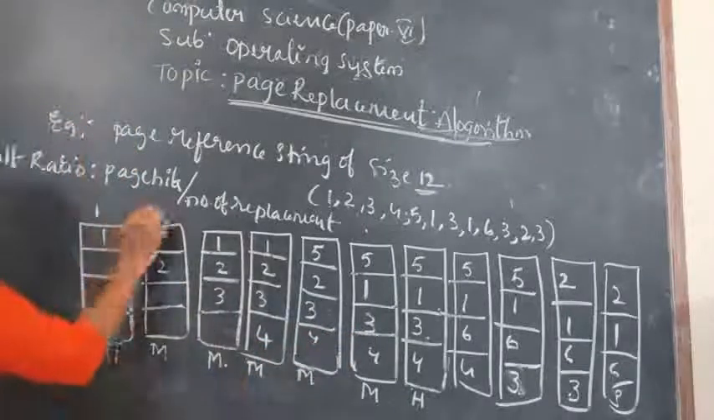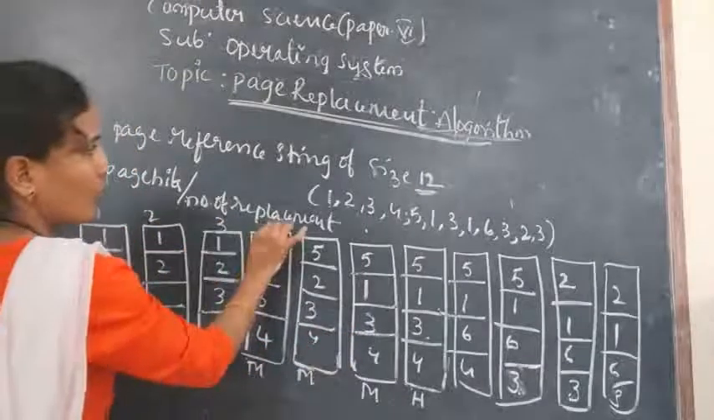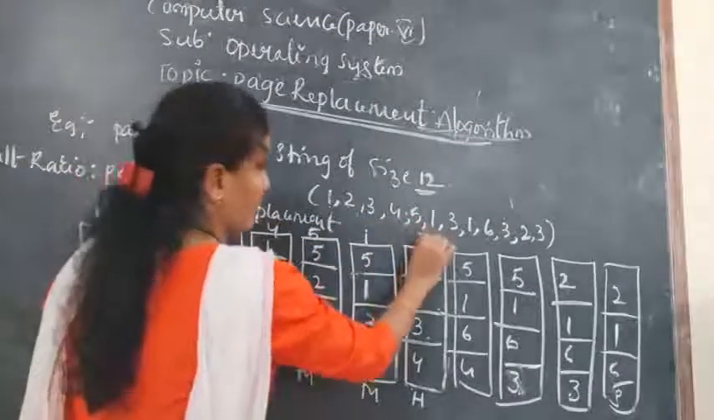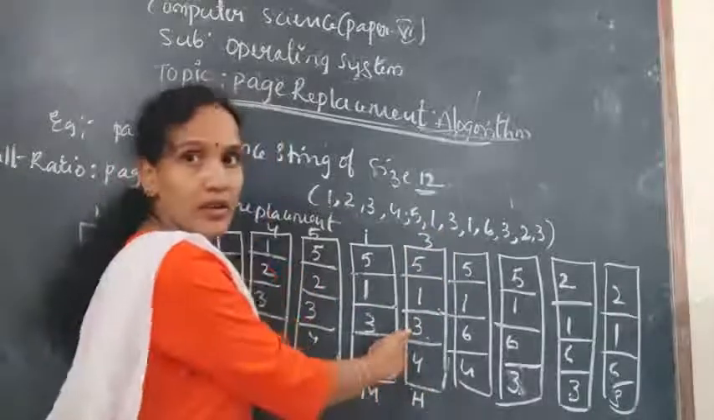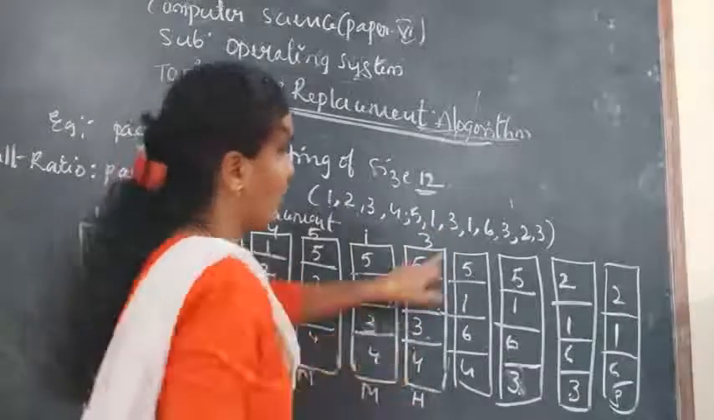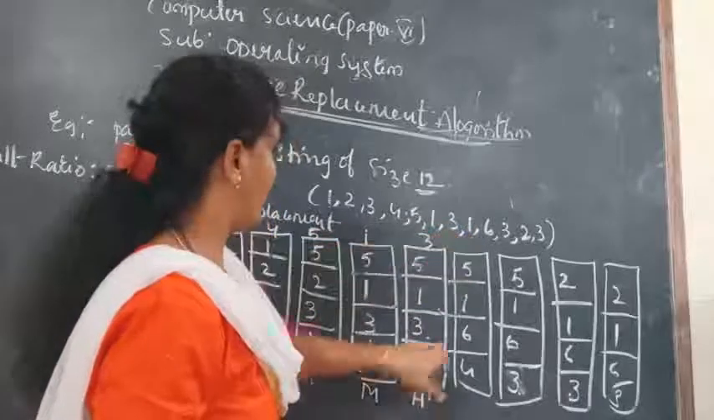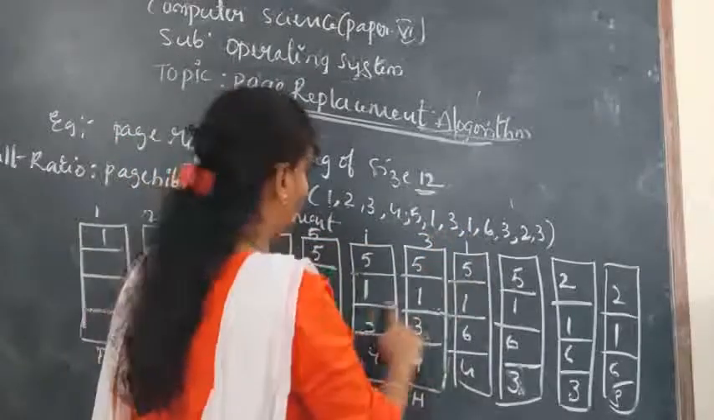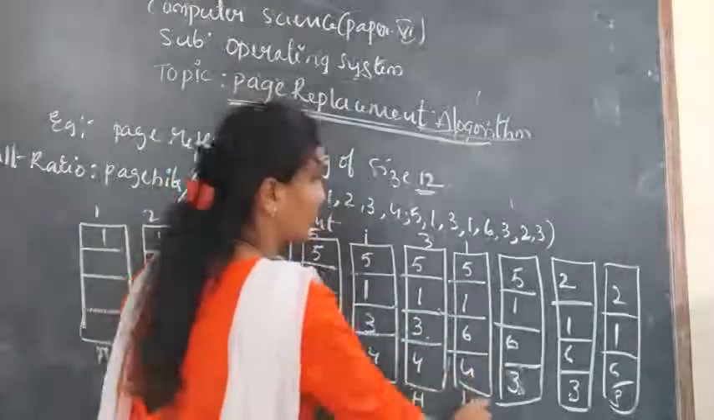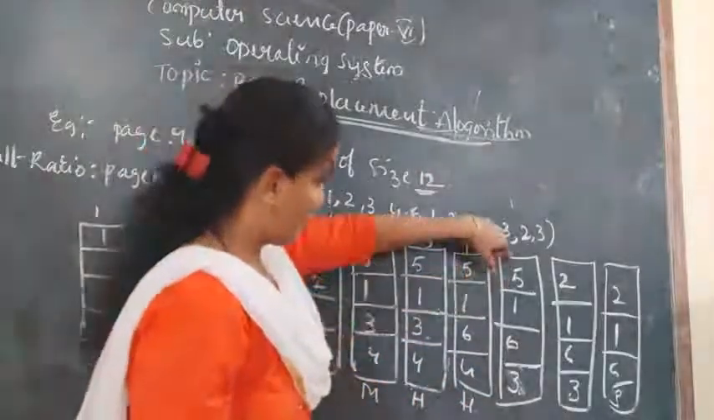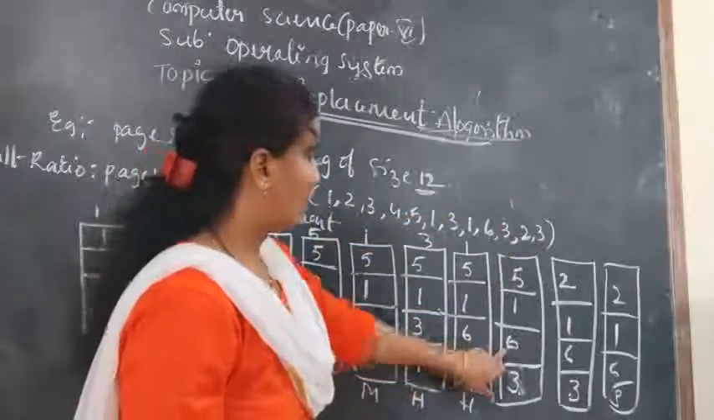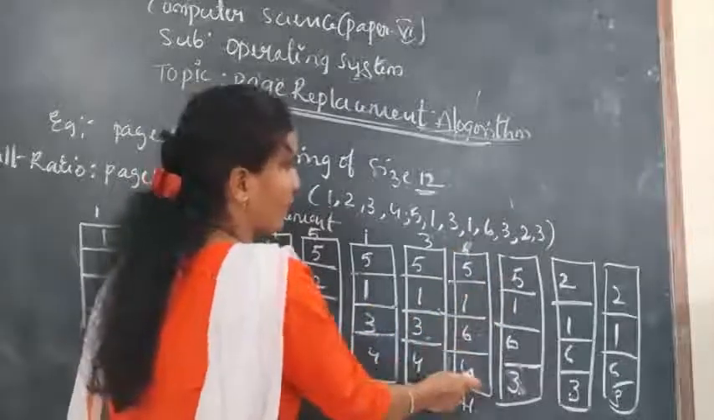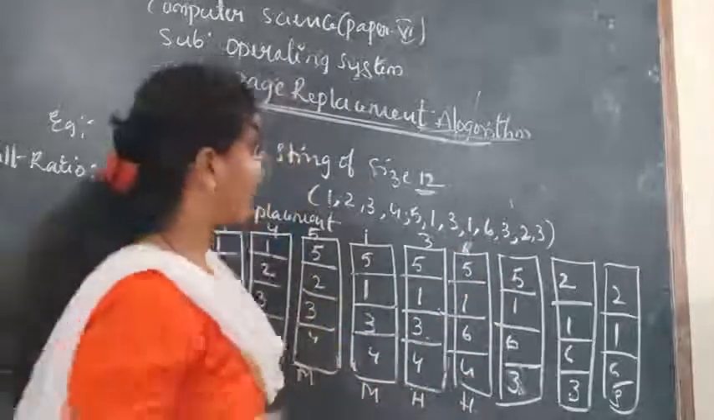Here 1, 2, 3, 4, 5, 1. Next 3. So it is a hit. 3 is already there, no need of replacement. Now come to the 1. 1 is already there, 1, 3, 1. Already 1 is there. Again it is a hit. Next come to the 6. Here the old page is a 3. The 6 replaces it. Next 4. Here we missed 1.